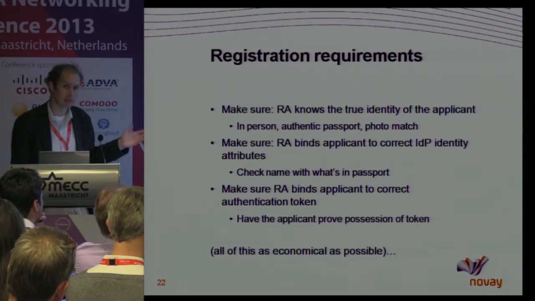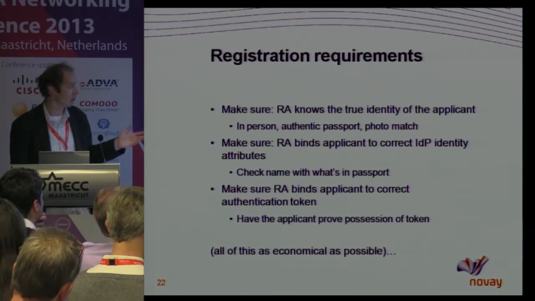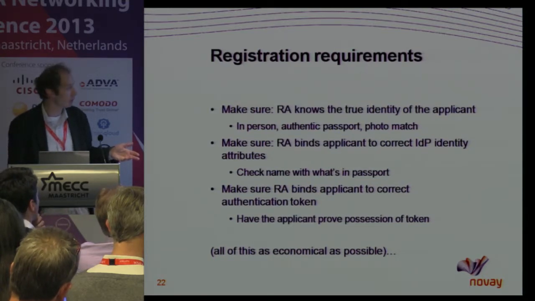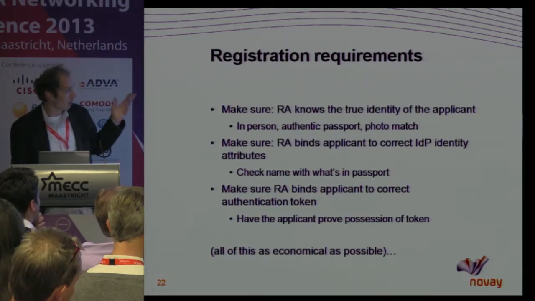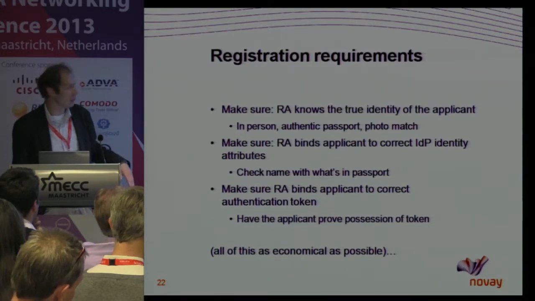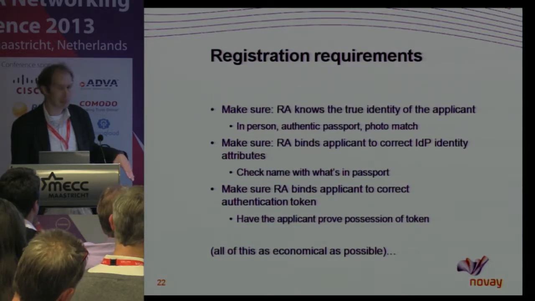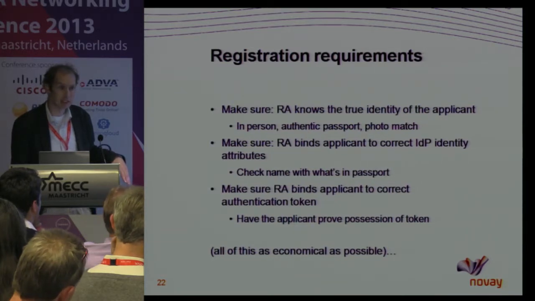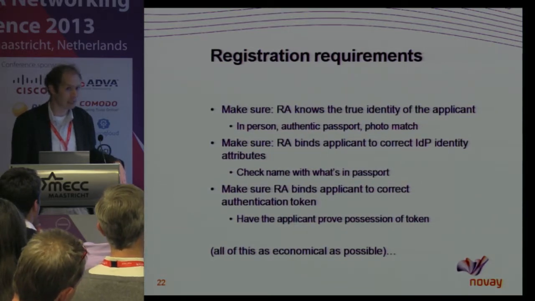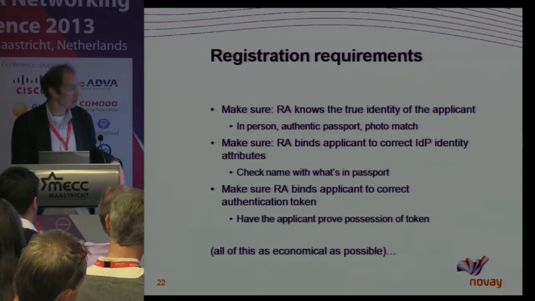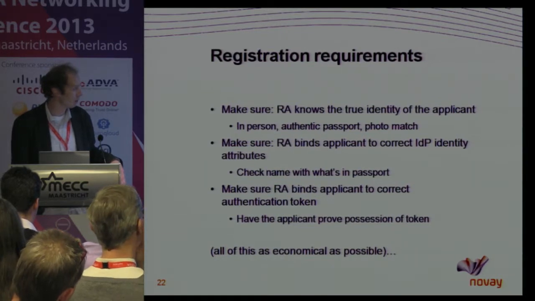So the person should bring their passport, and the registration authority should be an expert identity document verification authority, and check whether that passport is authentic, whether the person matches the photo in the passport. Also, the registration authority should check that the name in the passport actually conforms to the attributes as given by the IDP. Okay, so you can't send a friend to collect your authentication token. It should be you that gets this authentication token.